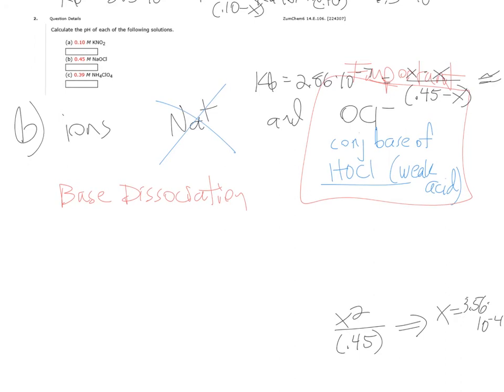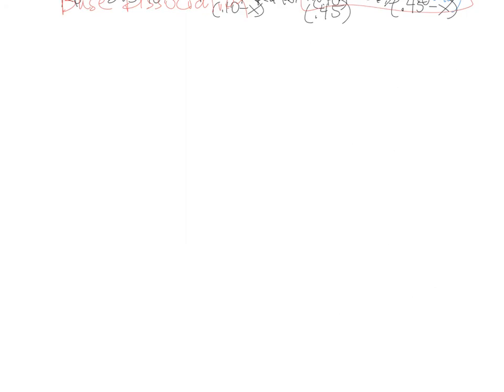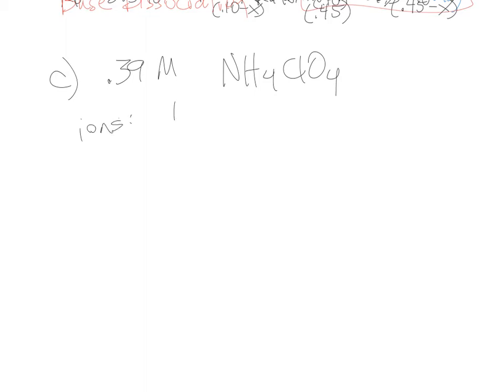Okay, so part C, they gave us 0.39 molar ammonium perchlorate. I'm going to move this out of the way and we'll just start fresh at the top here. Let's list the ions that are there. Ammonium ion, of course, and good old perchlorate.